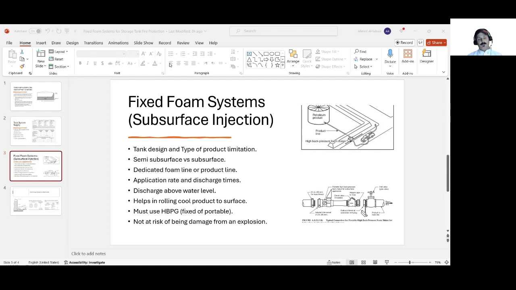polar solvent or alcohol-based flammable or combustible liquids, because these types of liquids are destructive to the foam formation whenever the foam is injected through or mixed with such liquid.